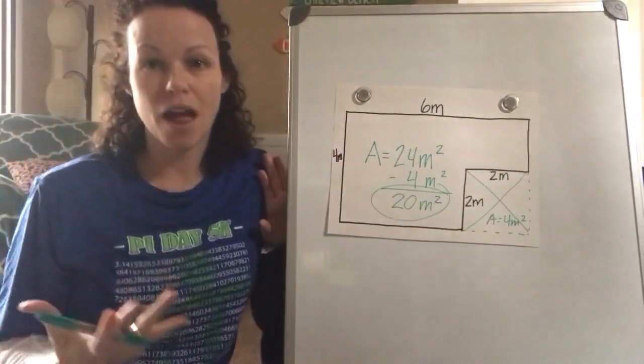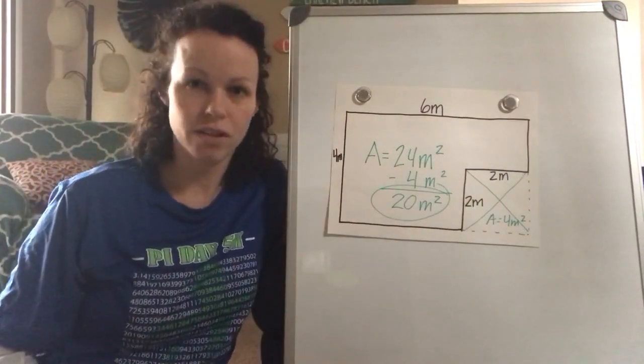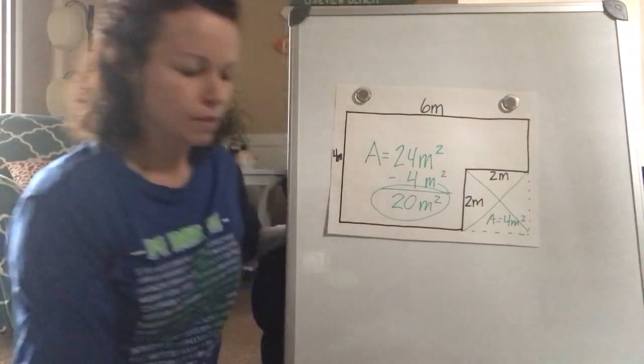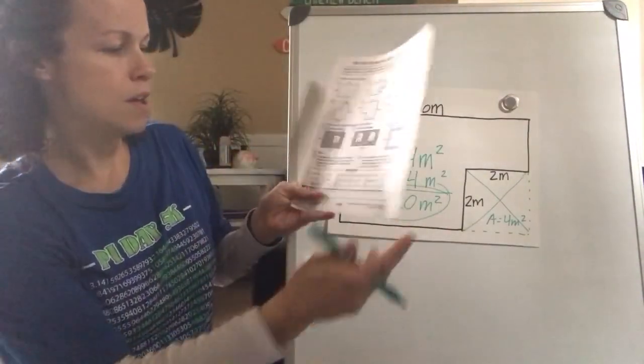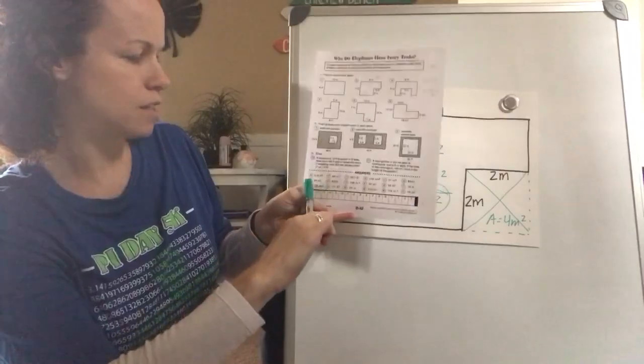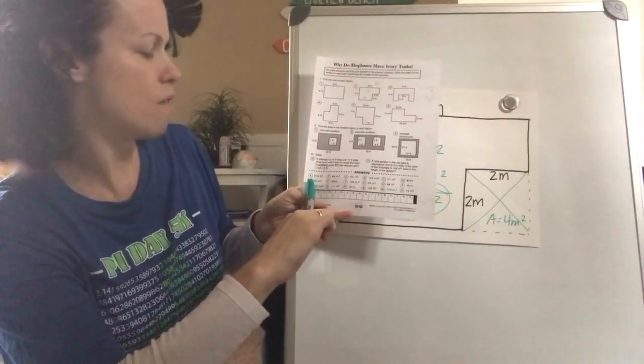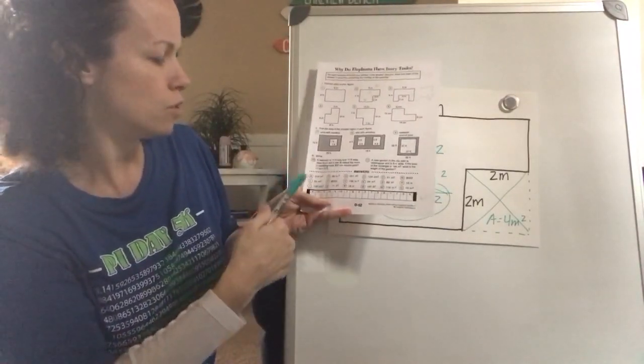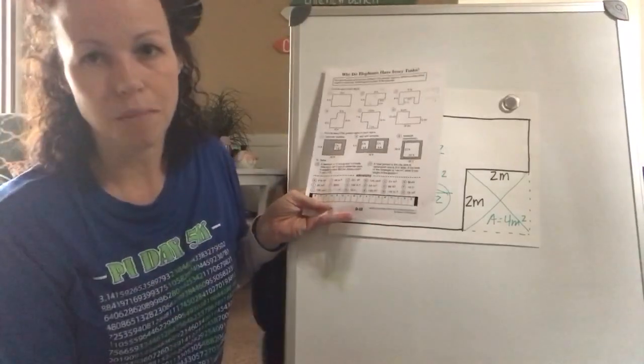So again, doesn't matter what way you go about it, you should still get the answer of 20 meters squared. And if I look on my paper, if I look down here, it's letter L down there. So L is 20 meters squared, so number 2 would have an L in it at the bottom.